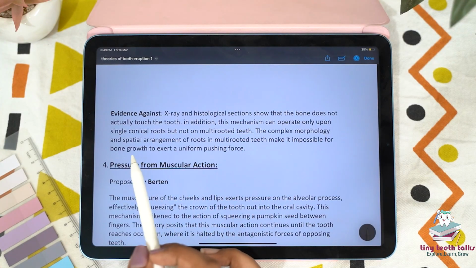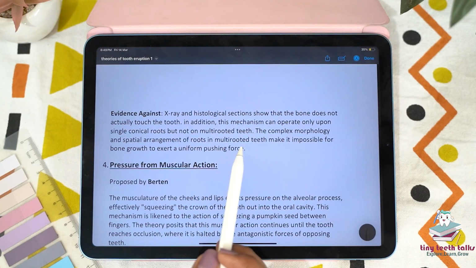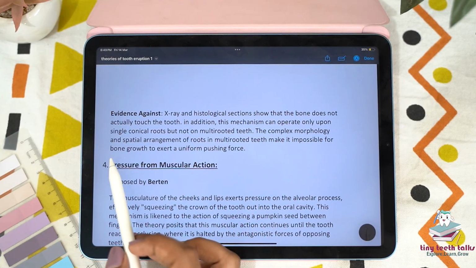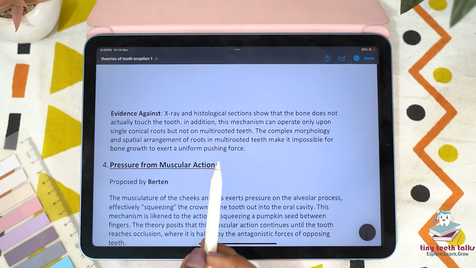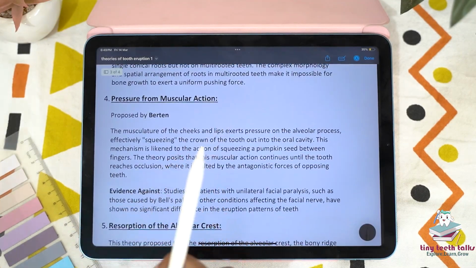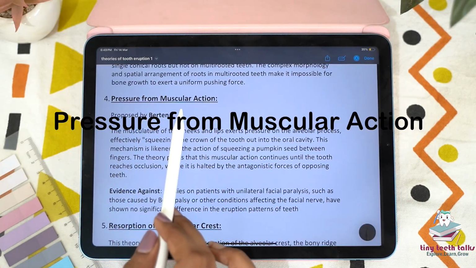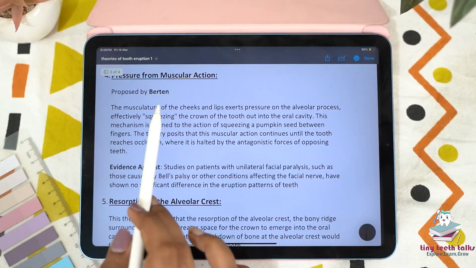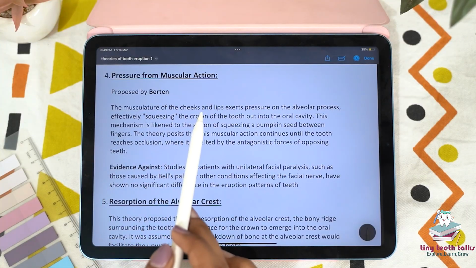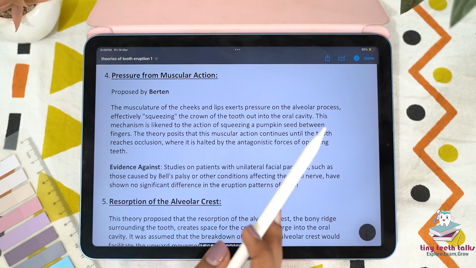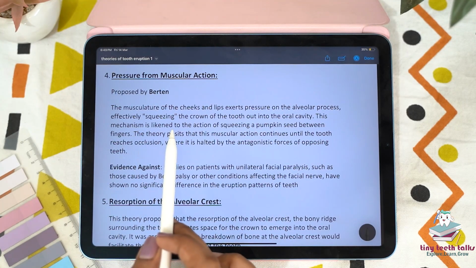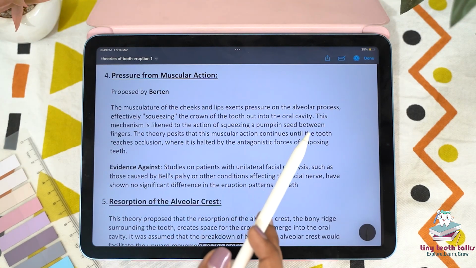The complex morphology and spatial arrangement of the roots in the multi-rooted teeth make it impossible for the bone growth to exert a uniform pushing force. So coming to the fourth theory, which is pressure from muscular action, which is proposed by Burton. The musculature of the cheeks and lips exert the pressure on the alveolar process, effectively squeezing the crown of the tooth out into the oral cavity.